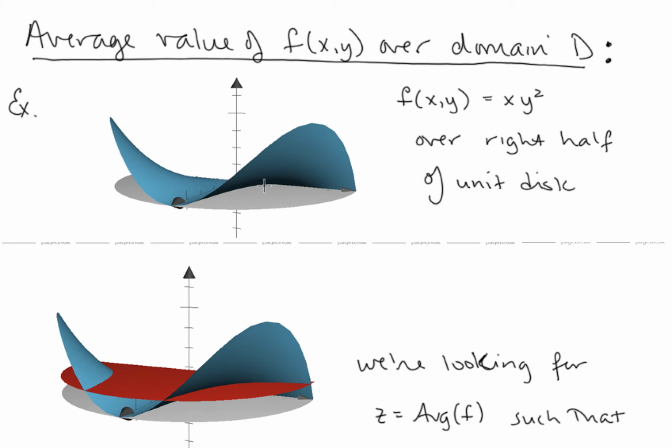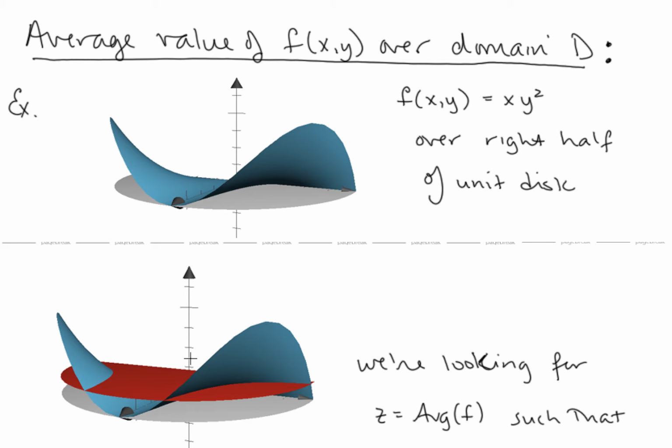So for example, for this function, this height here where this red plane is, that's the average value. The volume under the surface over that region is the same as the volume under that plane over that region. So we want to talk about how to compute this z value, this average value. We're looking for an average value for z such that the volume under that plane is the same as the volume under the surface. So we want the average value multiplied by the area of the domain to be equal to the integral of f over that domain.